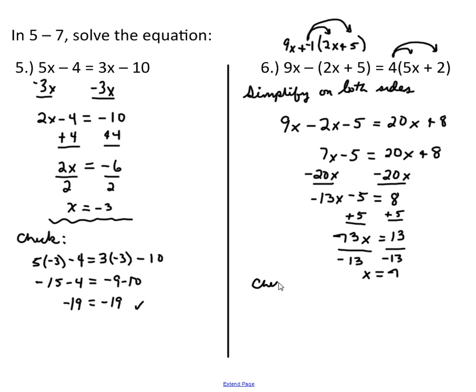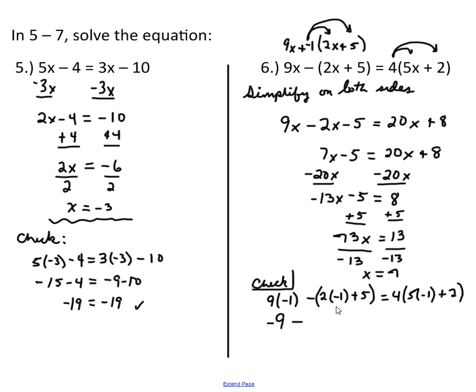Again, it's a more complex equation, so it's worth our time to check. We always check by going back to the original equation. So we're going to do that. Let's substitute in negative 1 anywhere we see x. We've got a quantity, 2 times negative 1 plus 5, pardon me. And that will be equal to 4 times the quantity 5 times negative 1 plus 2 over here.